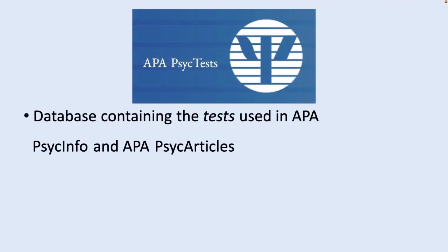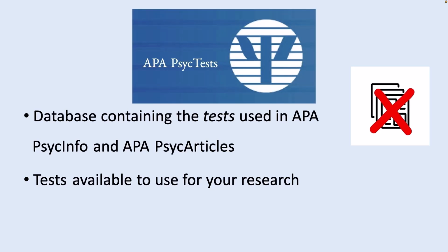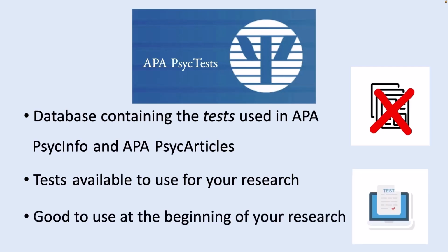PsycTests is an EBSCO database where you can search and find tests that were used in peer-reviewed articles published in PsycInfo and PsycArticles. Searches in PsycTests will not produce articles, nor will it find classic tests available to purchase. PsycTests only has the tests that have been used and written about in articles found and linked in the PsycInfo and PsycArticles databases. If you are looking to replicate a test for your own research or to get ideas on how to create your own tests, this is a good place to start.